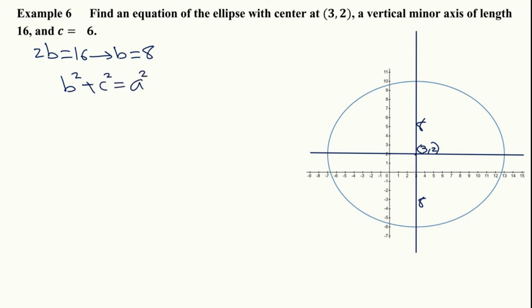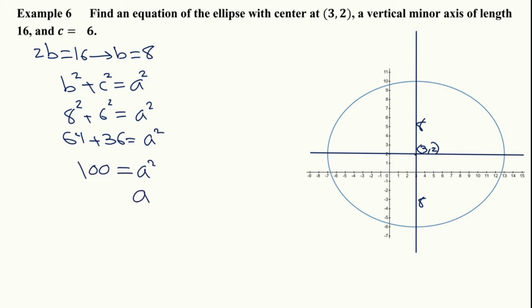Remember, you can pick the one you like to memorize. This is the one that's very easy for me, so I just use this one. So we have 8 squared plus 6 squared equals a squared, so 64 plus 36 equals a squared, so that's 100 equals a squared. So a is going to be plus or minus 10, but since I'm interested in the length of the a piece, I'm only going to be needing the positive 10, right?